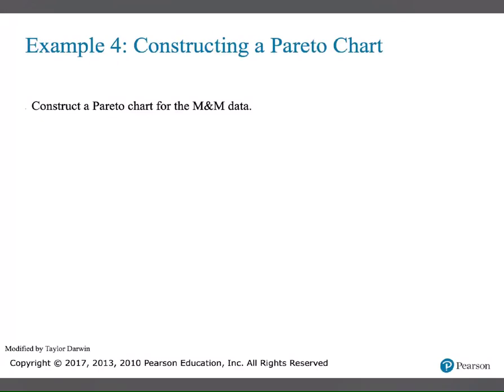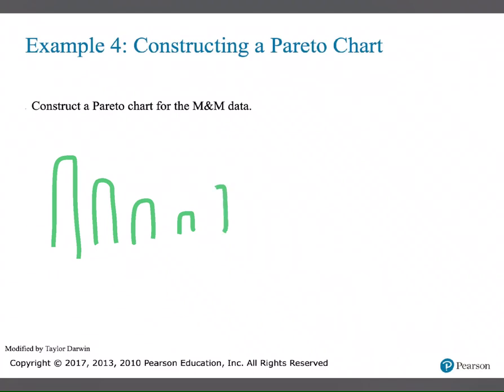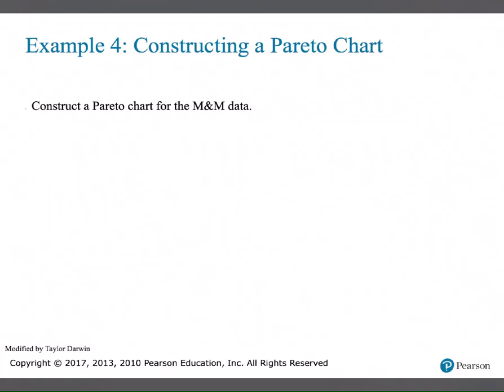So if we constructed a Pareto chart for the M&M data, if you go back to the bar chart slide, it looked like this. It pretty much was already in order, but basically, this last one was out of order. And so if we were to switch our blue and our green, switch these two last ones, it would be in order. So that's pretty much what we're going to do. And anytime you need to construct it, just look at the frequency and put it in highest to lowest.